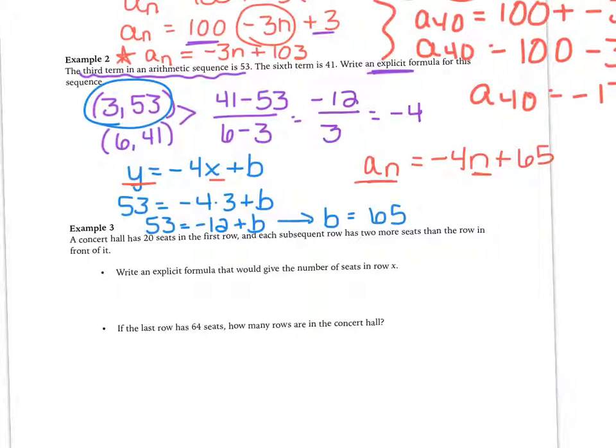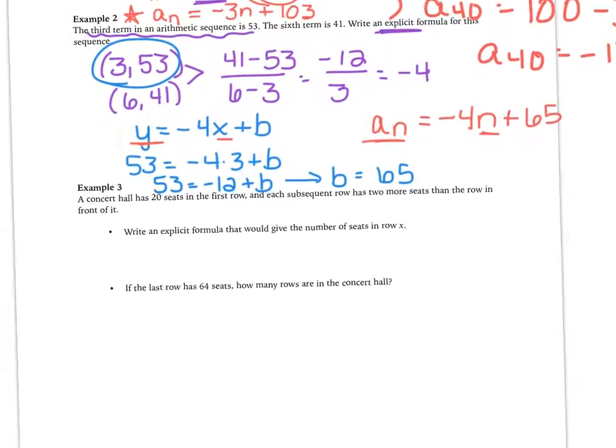You'll notice that if I plug in a 3 here, the answer I'm going to get is 53 out of this. And if I plug in a 6, the answer I'm going to get is 41. So this formula now gives me everything I need for this sequence.